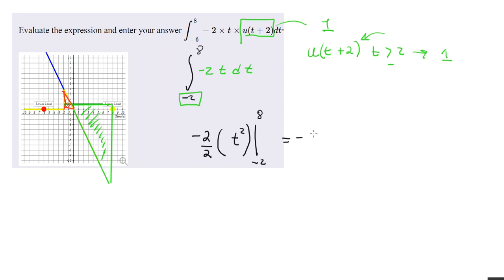That's going to be minus 8 squared minus 2 squared. Evaluate that, and we get -60.